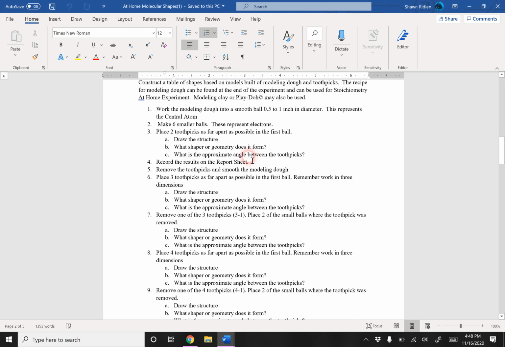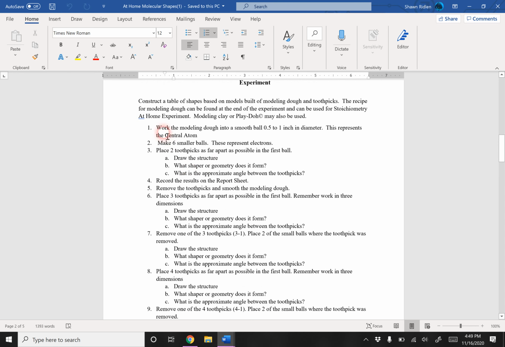Okay, so it's going to guide you through how to work with the clay or your dough. It's going to ask you to do certain things. It says you make a smooth ball, make 6 smaller balls, and place 2 toothpicks as far apart as possible. Then draw the structure, and it's going to ask you for the shape or geometry of what you formed.